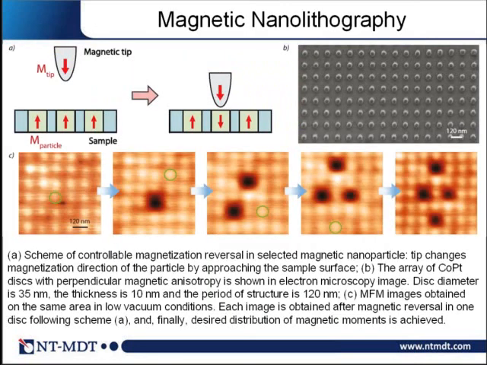A very important thing in the application of magnetic force microscopy is magnetic nanolithography. As I said, since the magnetic probe, the magnetic tip, has its own magnetic moment, it influences the sample you investigate. In some cases, it's a disadvantage, but in many cases, it is an advantage because we can use it as a nanolithographer. Here you see an example of such an application.